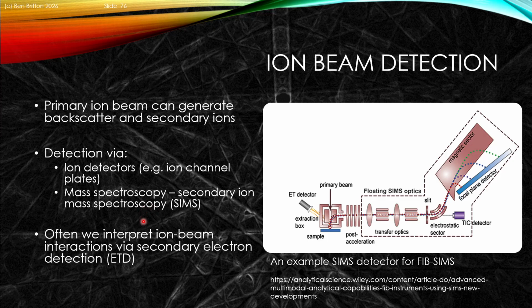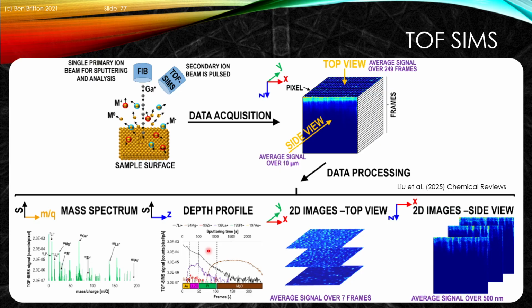But often, in practice, a huge amount of our ion beam interactions are characterized through secondary electron detection, where the ET detector can be used to see how the primary beam has interacted with the surface of our material. And so we can image in real time, as the FIB is moving, how many secondary electrons are being collected, and that's very powerful for methods.